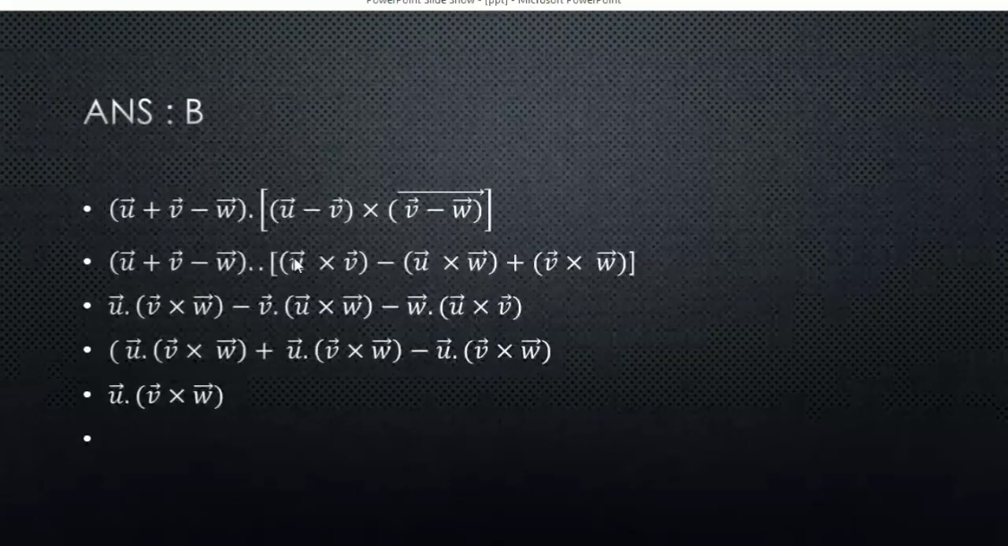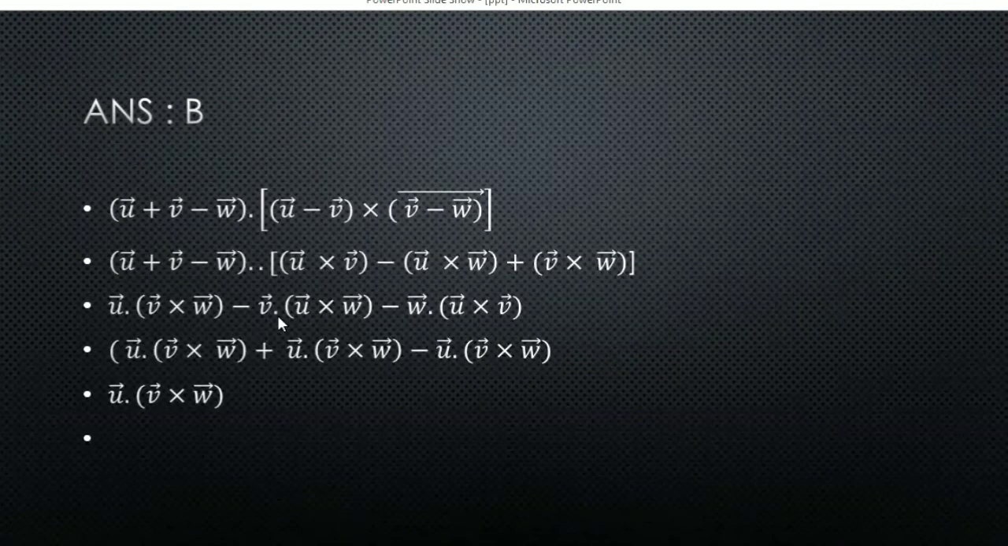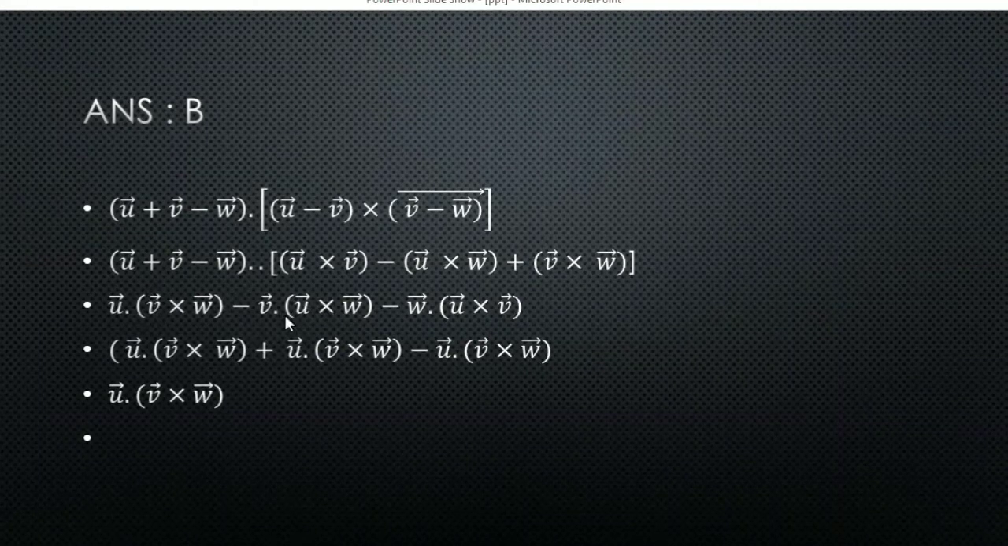Now see here, this u vector dot v vector cross w vector will be the same. Now here we can write this one similar to this, as it is like this we will write. See here you can see this.